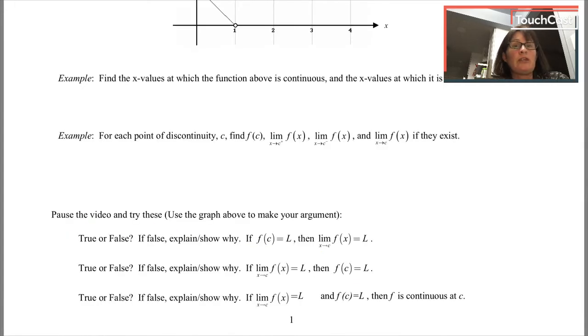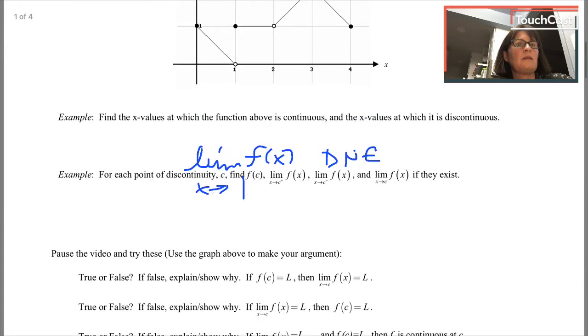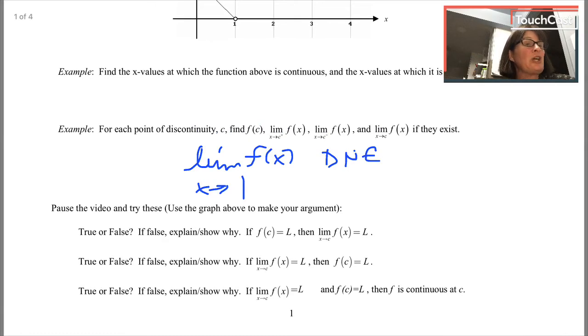All right, so now that you have those, I hope you found that there's one limit that does not exist. The limit as x approaches 1 of f of x does not exist. We recognize that too as a jump discontinuity. The other discontinuity at x equals 2 is a point discontinuity.